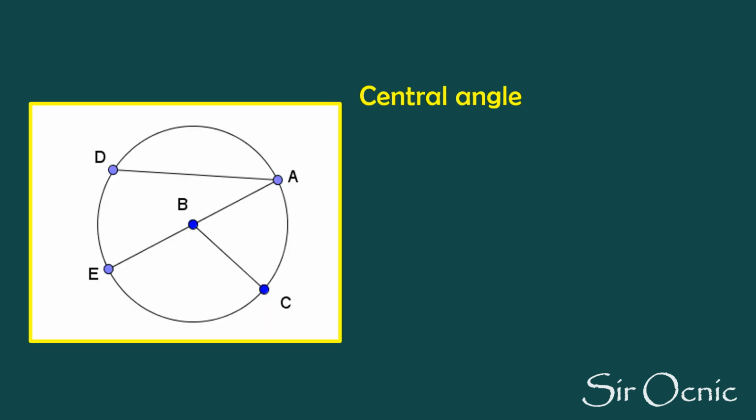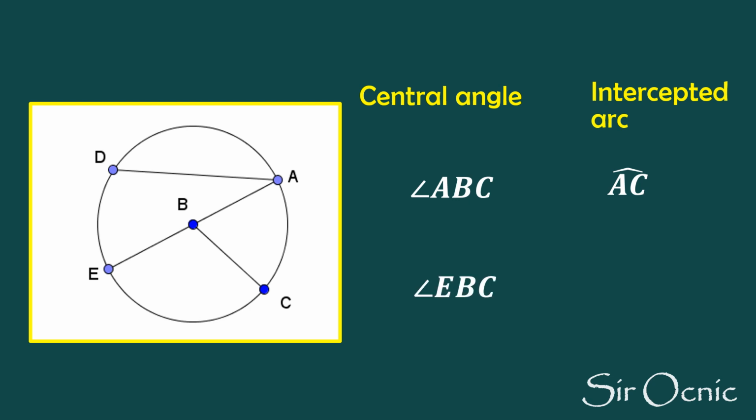Let us name all possible central angles and their corresponding intercepted arcs in this illustration. Angle ABC is a central angle whose intercepted arc is arc AC. Angle EBC is a central angle with an intercepted arc of arc EC.